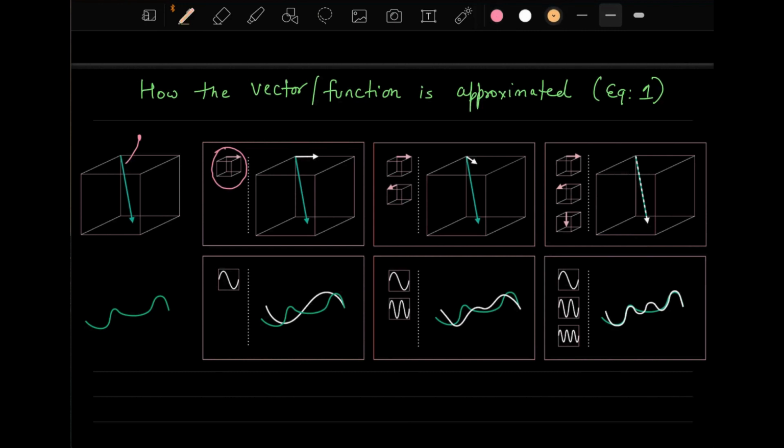So every realization of this particular spanning for this particular vector will be in this direction only. It will be a scaled version of this. So it can be anything, but it will not be.